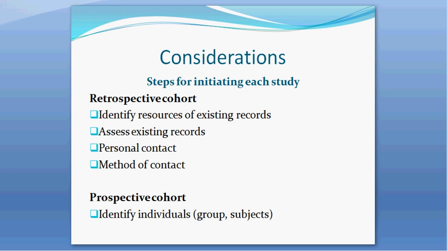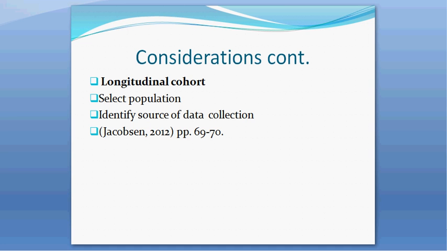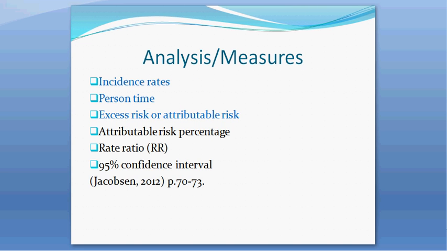Analysis measurements. There are several types of measurement used in cohort studies. They are incident rate. Jacobs defined incident rate as the number of new cases of a disease in a given population during a specific period. We will look at an example of this later in the presentation.